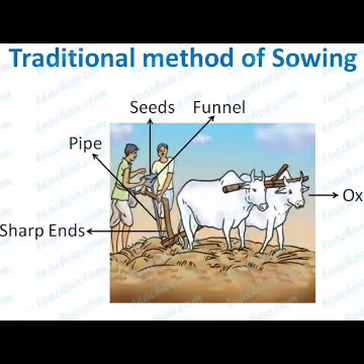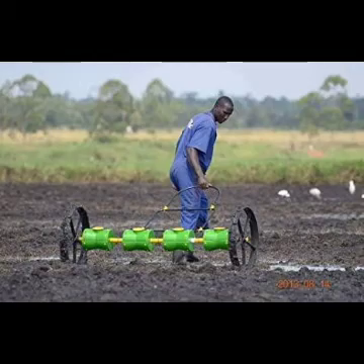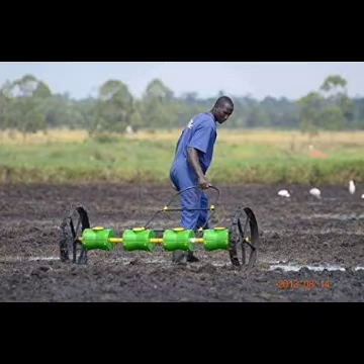Next one is hill dropping of seeds. The seeds are dropped in fixed furrows which are dug with fixed spacing, and in this method the space between row to row and plant to plant is constant. The seed is sown in a continuous stream with spacing row to row and plant to plant.